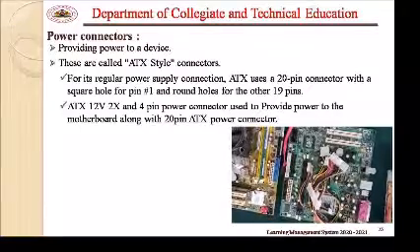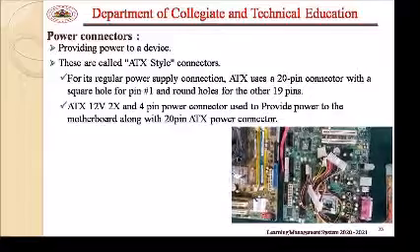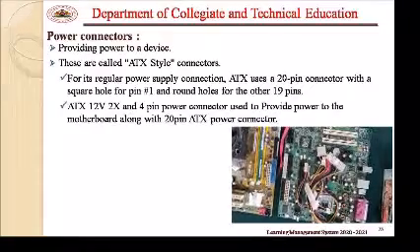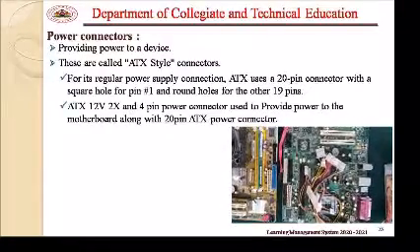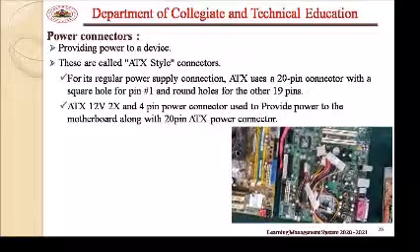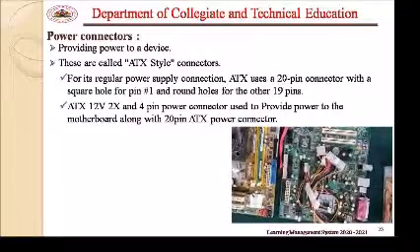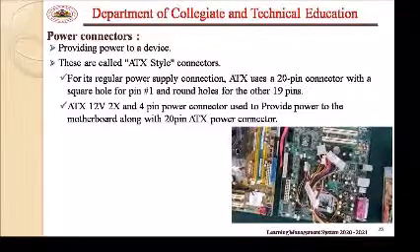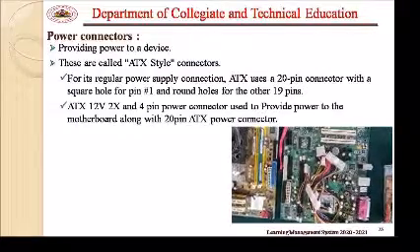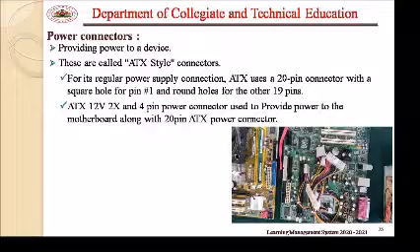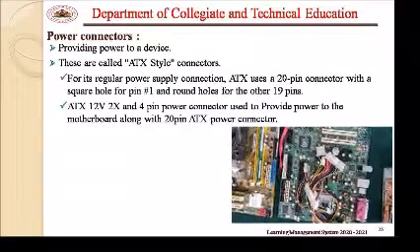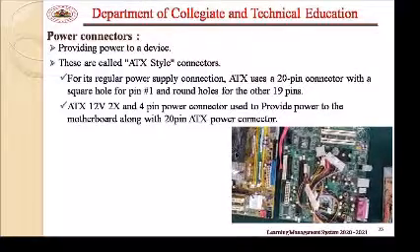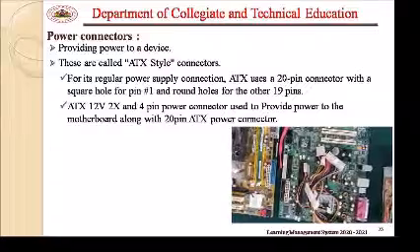Now we will learn about the different types of connectors available on the motherboard. Mainly, there are three types of connectors we should know with respect to the motherboard. The three types are the power connector, the IDE connector, and the SATA connector. Firstly, we will concentrate on power connectors. As the name explains, these connectors are used to provide power to the motherboard and to the CPU.